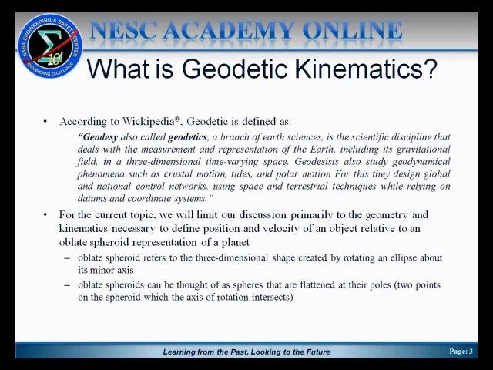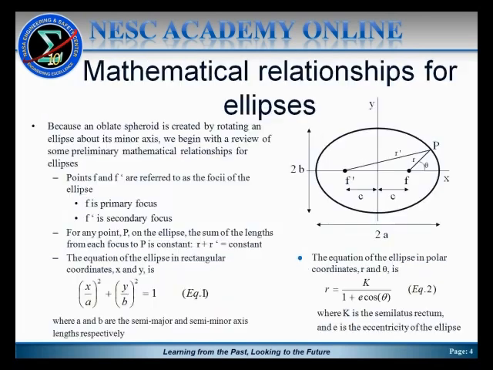systems. For this current discussion, however, we'll limit our discussion primarily to the geometry and kinematics necessary to define the position and velocity of an object relative to an oblate spheroid representation of a planet. An oblate spheroid just refers to the three-dimensional shape created by rotating an ellipse about its minor axis. Oblate spheroids can also be thought of as spheres that are flattened at their poles. And the poles are two points on the sphere through which the axis of rotation intersects, in the case of a planet.